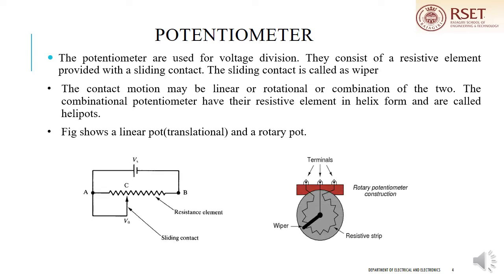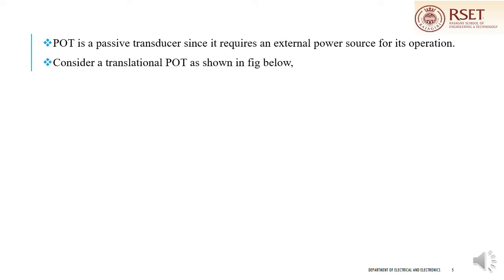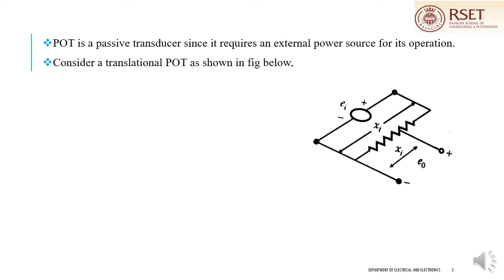The resistive element of a pot, as you can see in the diagram, can be excited either by DC or AC voltage. A pot is a passive transducer since it requires an external power source for its operation. Consider a translational pot as shown in the figure below.